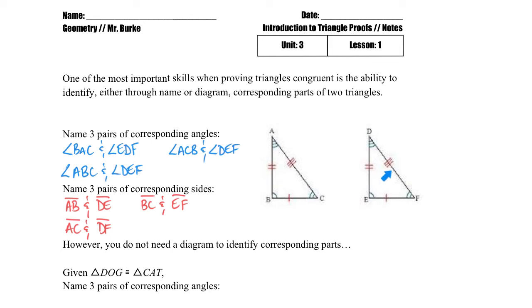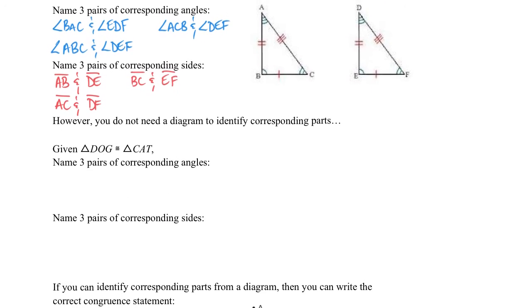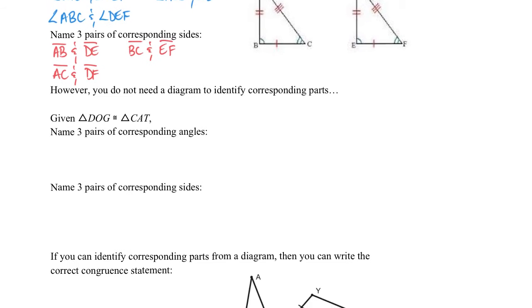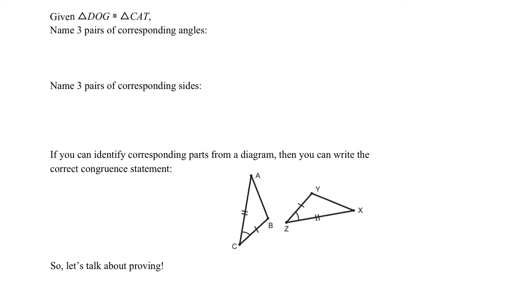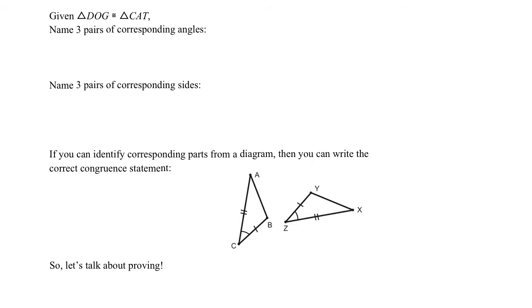Now, you're not always going to have a diagram, or if you do have a diagram, you're not always going to have markings. In fact, most of the time, you're not going to have the markings. So we need to be able to identify corresponding parts by their names, and you can actually do that. As long as you have a congruent statement, which is what this is right here, one thing congruent to another thing, you can identify corresponding parts by the order of the letters. So D corresponds to C, O corresponds to A, and G corresponds to T. So with that information, we can get angles and sides.